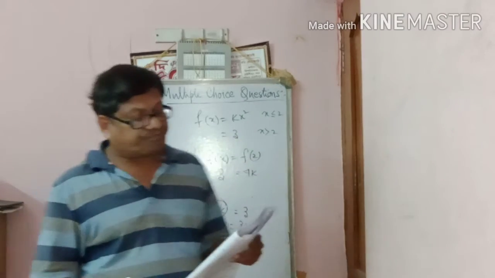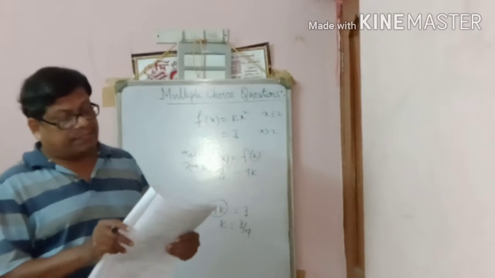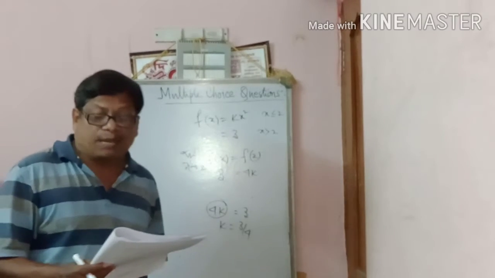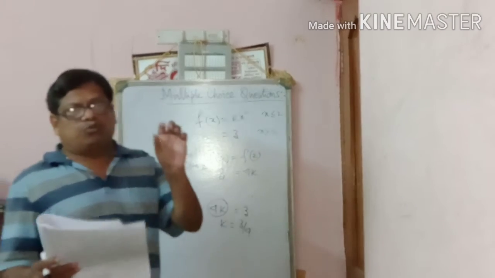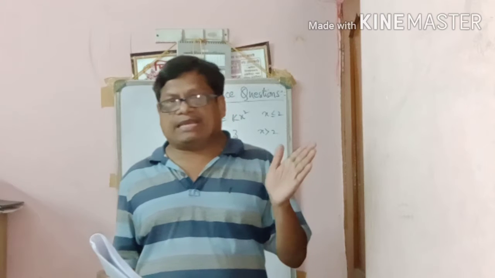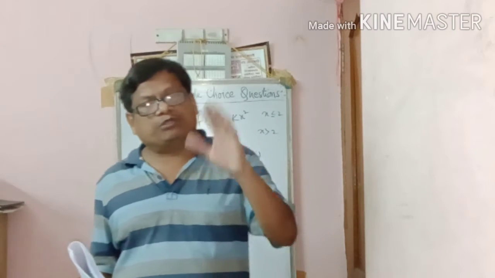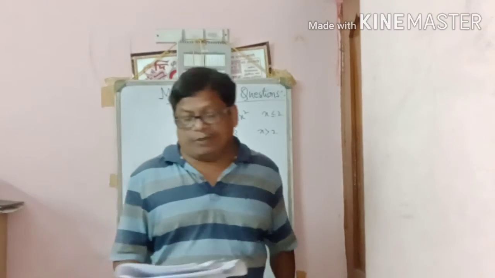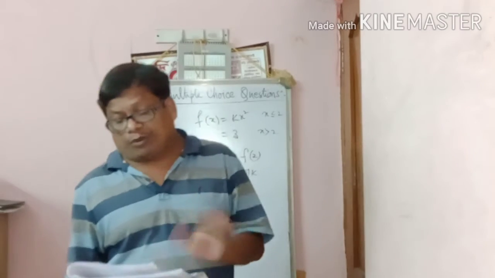And another question: A is a finite set containing m elements. Then the number of relations from the set A to A. We know if A contains m elements and B contains n elements, then the total number of relations will be 2 to the power m into n. Here both sets have the same number of elements, so it will be 2 to the power m square.